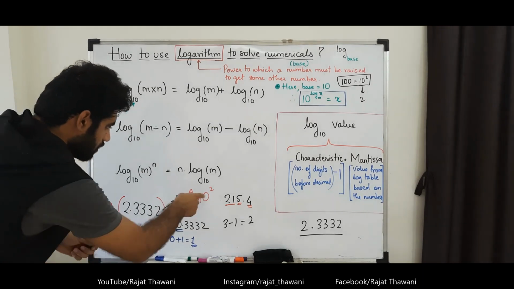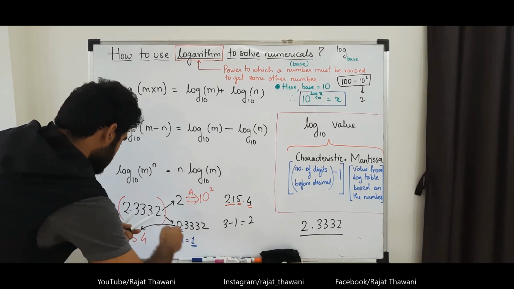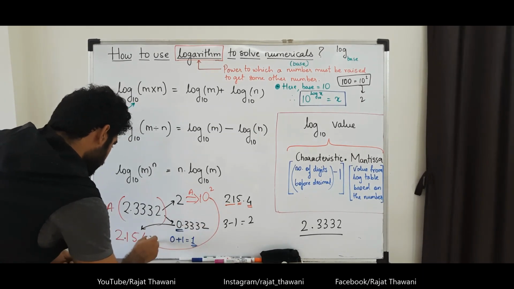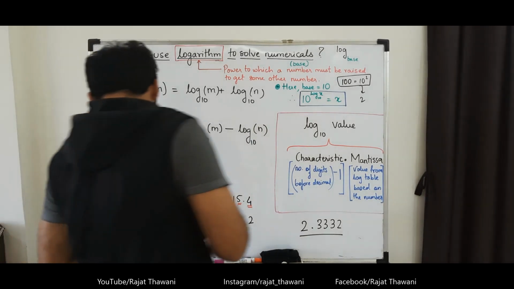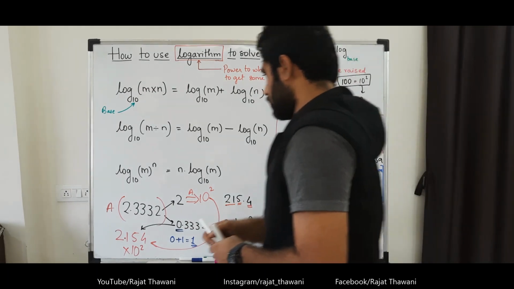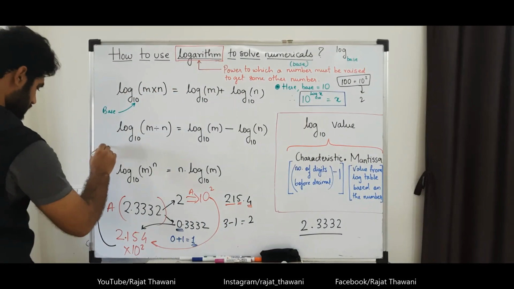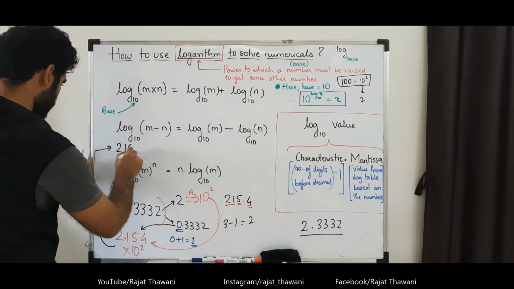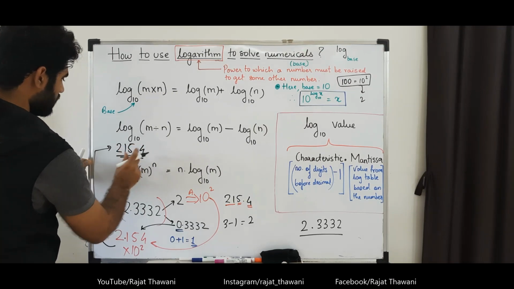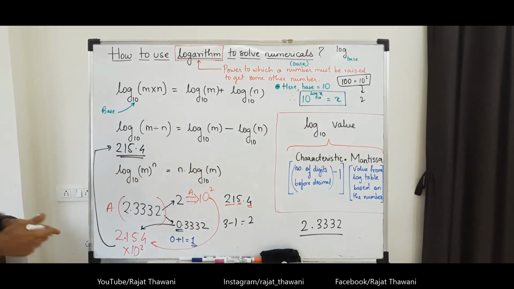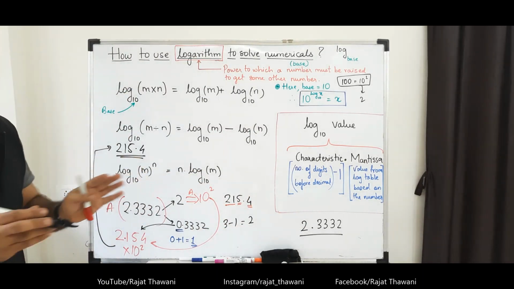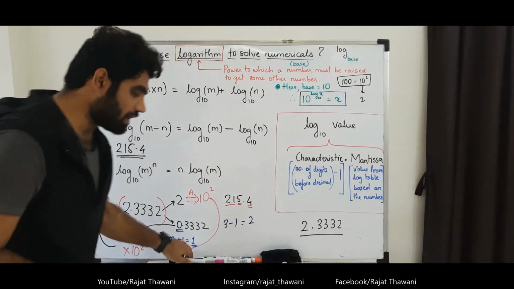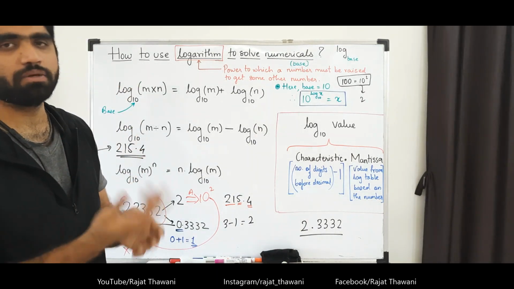Now what about this 10 raised to 2? You need to multiply by this 10 raised to 2 here, that is into 100. So when you convert this, it forms 215.4. See? We found out the log and we again found out the antilog. In the same way log and antilog have been found out. I took just an example of one number, you can take multiple numbers.